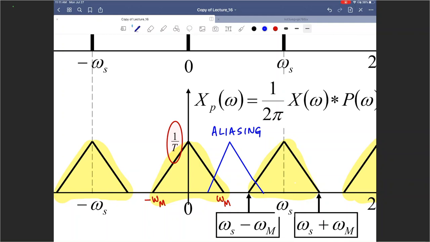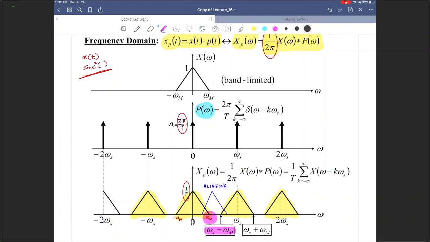And if we don't want that to happen, all we have to make sure is omega M is smaller than omega s minus omega M. That's it, right? All we have to make sure is those two things are disjoint. So I can write a statement about that as this: omega M should be less than or equal to, if it is equal, that is the limiting frequency, right? That's the limiting thing. They are just touching each other in that case. Omega M less than or equal to omega s minus omega M. What does this imply? If you do not want aliasing to occur, then you need to sample at least twice the maximum frequency of the signal.